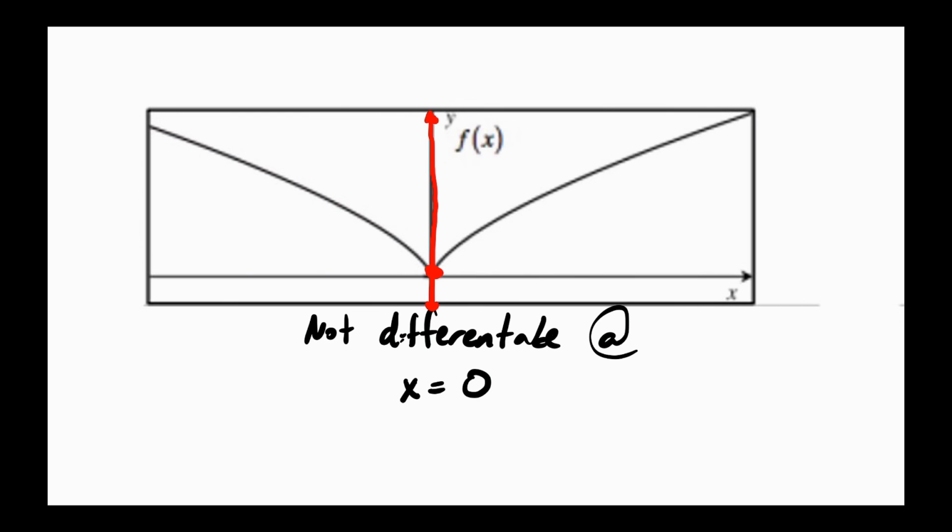It's differentiable everywhere else. All along here, it's differentiable. All along these dots here, you can find a derivative. Same thing over here. Just at that one point, at 0, 0, it's not, because of that. So that's a cusp point.